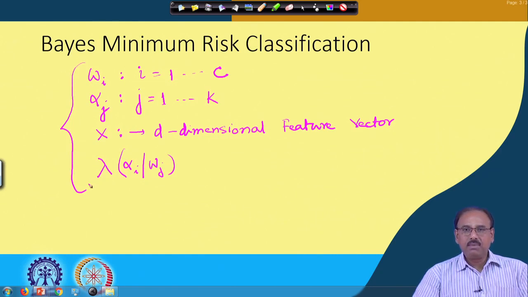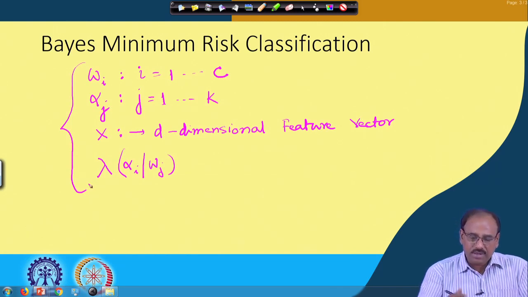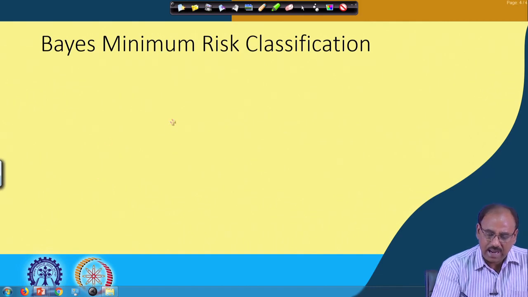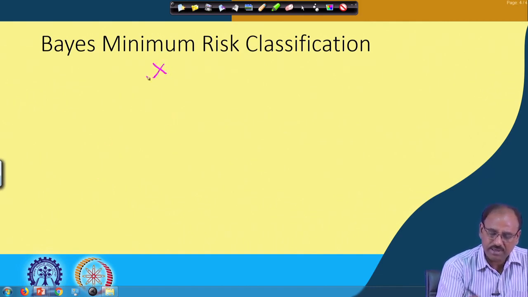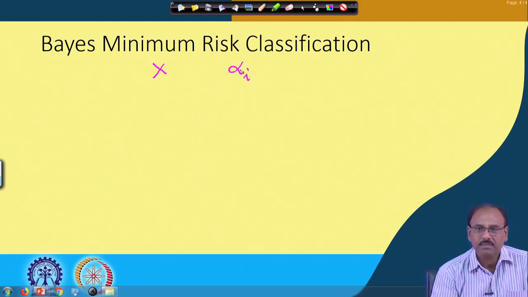In the case of the Bayes minimum risk classifier, it is assumed that for every such action you take, or for every such prediction that x belongs to a particular class, there is a risk involved. You compute the value of the risk for every decision that you are taking, and the decision that gives you the minimum risk is the one you take. So, it is like this. Again I assume that I have a given feature vector x, and on this x I take an action alpha i.